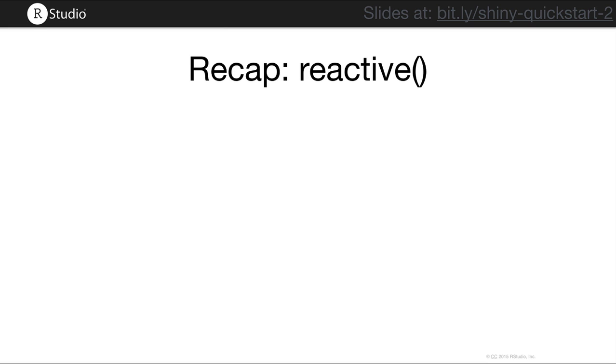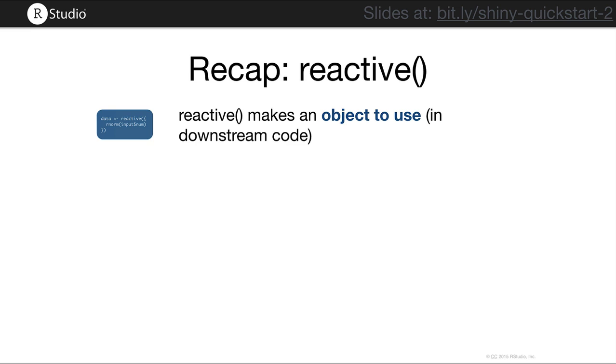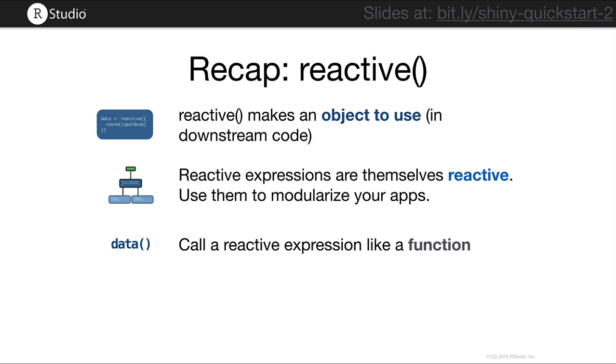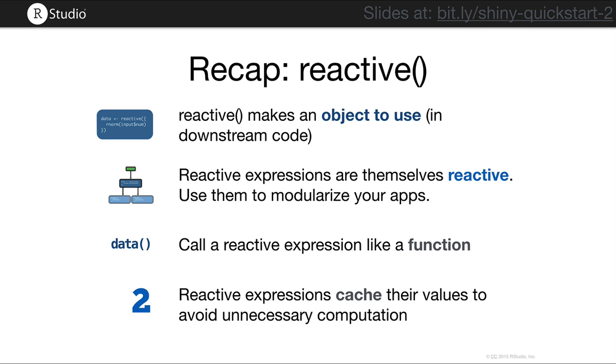All right, so let's recap reactive expressions. They make an object to use. These objects don't appear in your app. Your user doesn't see them, but you can use them in code that does make objects to display. You can use reactive expressions to modularize your apps because they're also reactive, so they fit in as a link in the reactive chain. You call a reactive expression like a function, with parentheses behind it. And then reactive expressions cache their values, which can save your app computation. In practice, you don't even have to worry about them caching their values. That's just a feature Shiny takes care of for you.